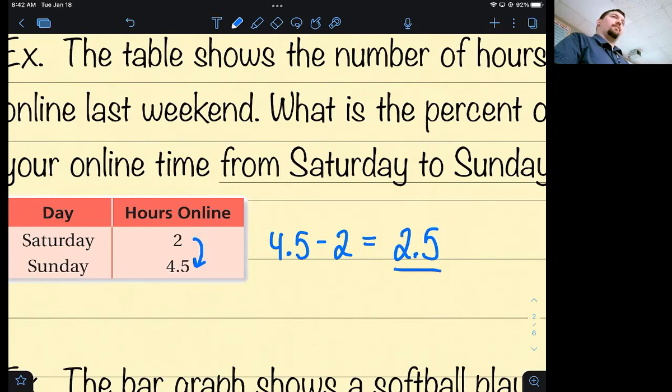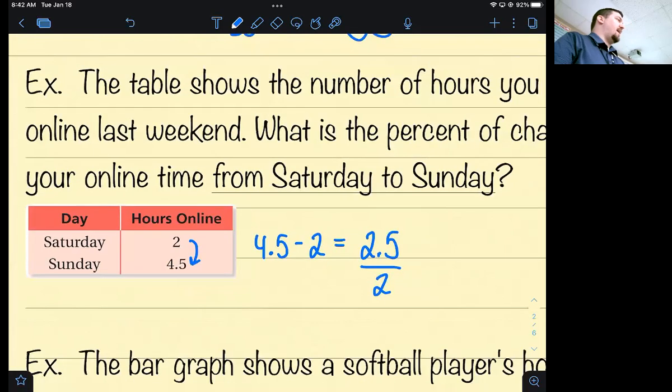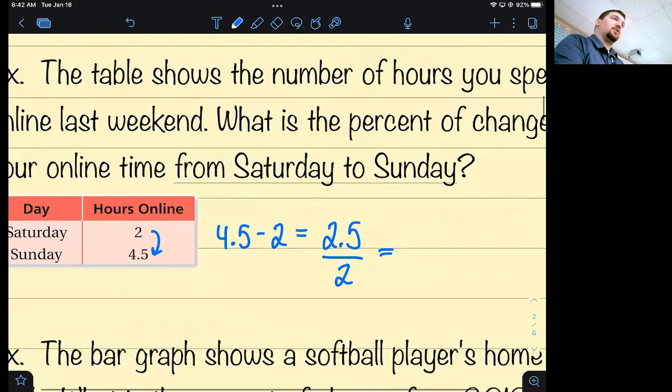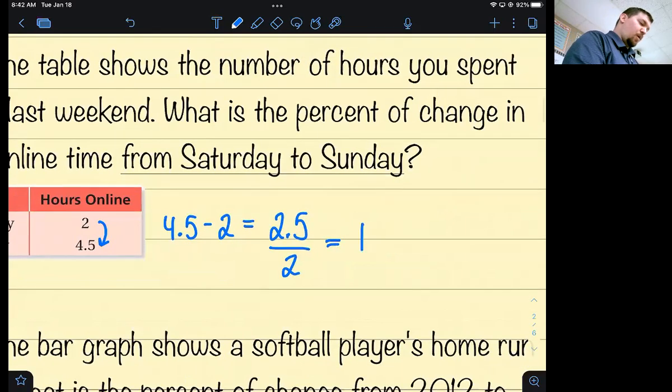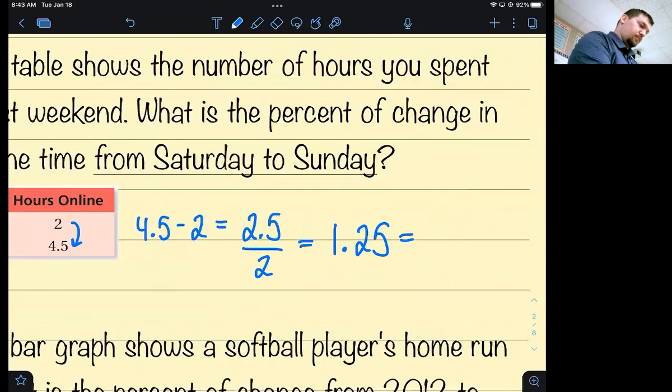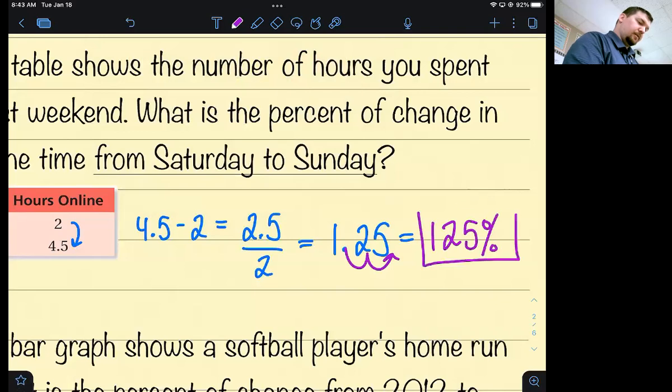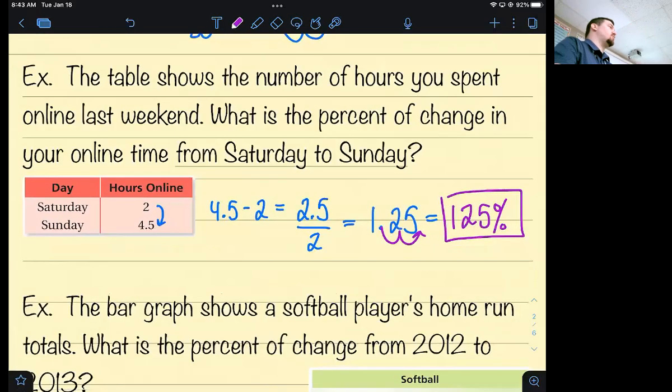What was our original number, Frank? 2. Yeah, it was just the one they gave us chronologically. The 2 came before the 4.5 because it was Saturday's number instead of Sunday. And we're going to turn that fraction into a decimal just by dividing. Hannah, what do you get for 2.5 divided by 2? Good. And what would 1.25 be as a percent? Good job. Slide it over. No extra digits that we have to add on this one. 125% is our answer. 125% increase.